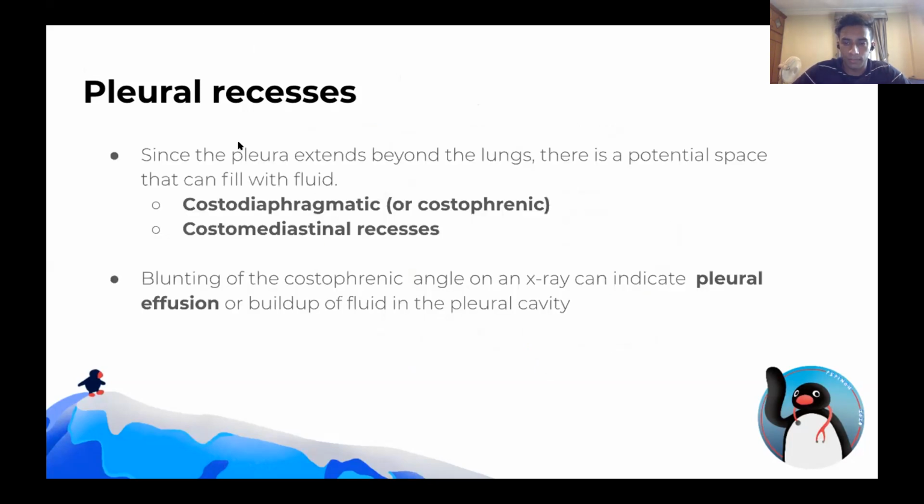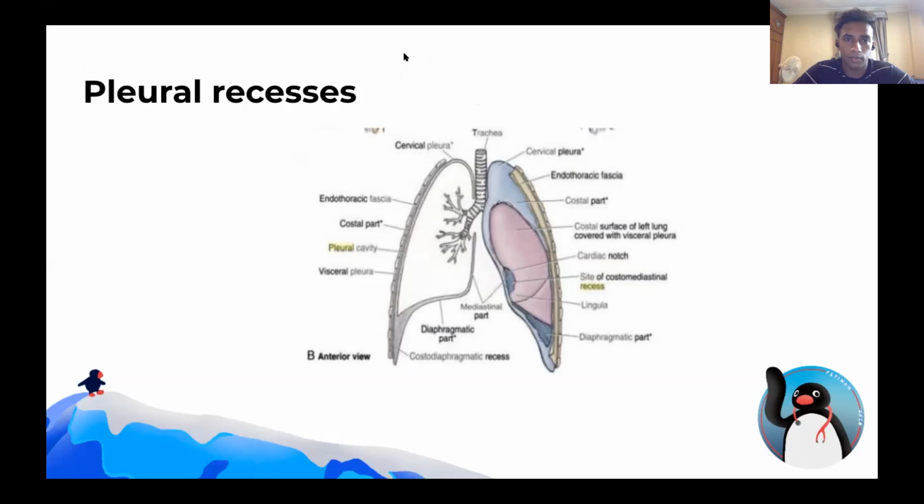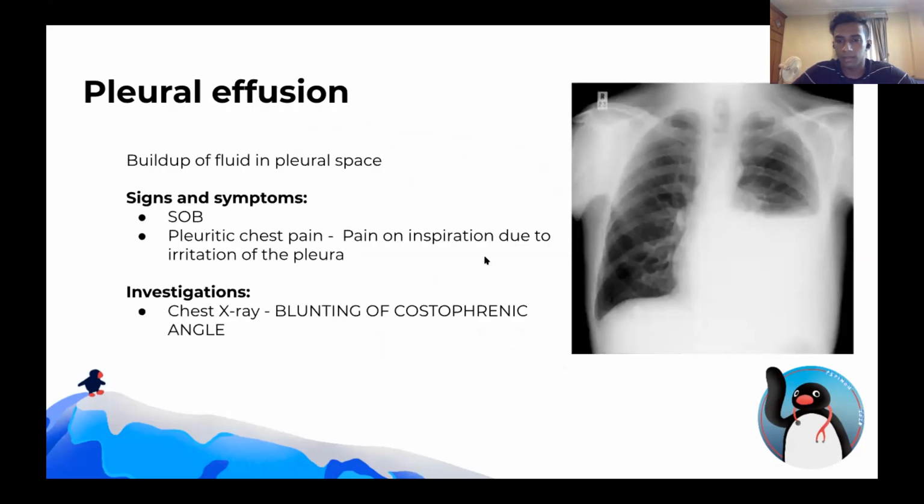Okay, so when there's too much fluid, it builds up over in this area. This causes this angle to be filled up with fluid, and so it's no longer as sharp when seen on X-ray. So this is what happens when there's a pleural effusion. You'll notice that your costophrenic angle, like over here, is blunted. It's not clear anymore. This is a key component of pleural effusion, when there's a buildup of fluid in your pleural space, between your visceral and parietal pleura.